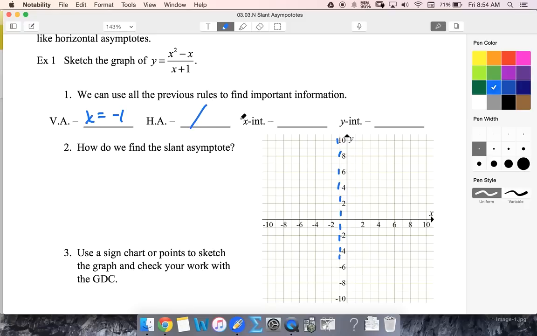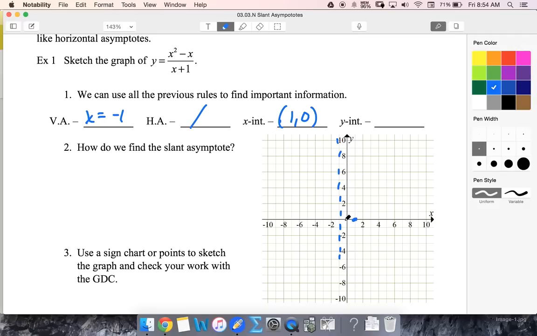X-intercept? X-intercept is going to happen when the y value is equal to 0, and it looks like that's going to happen at 1, because 1 squared minus 1 would be 0. So when x is 1, y is 0. So that's at the point (1, 0). The y-intercept, when x is 0, I'm going to get 0 over 1.